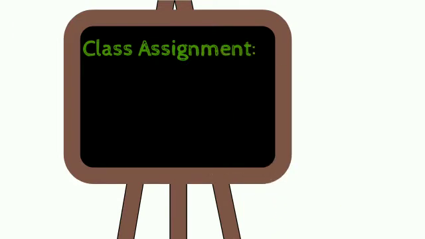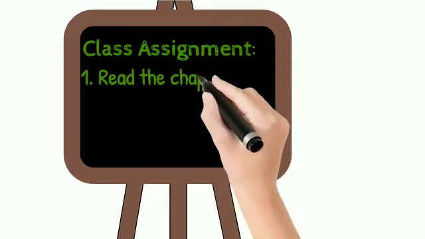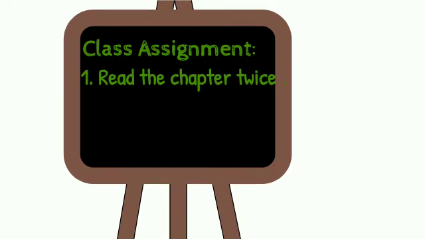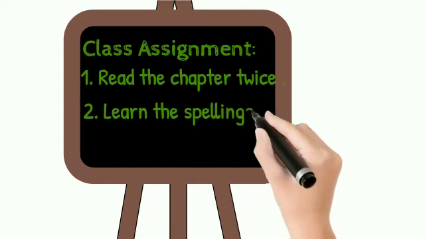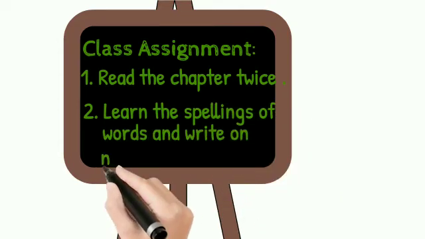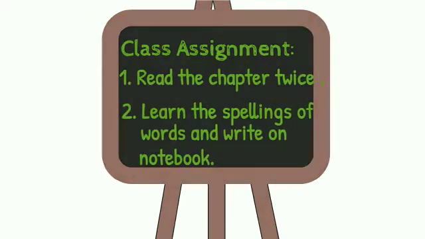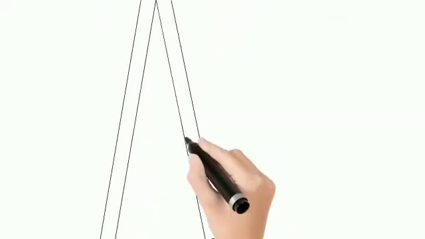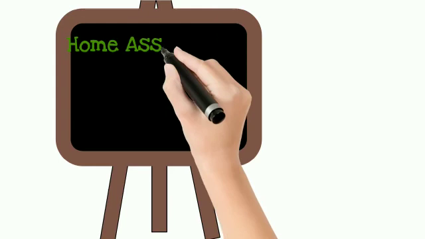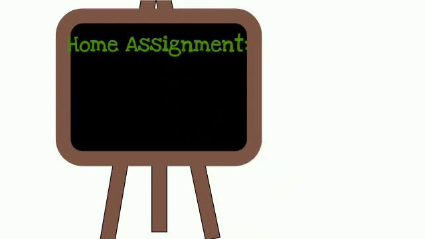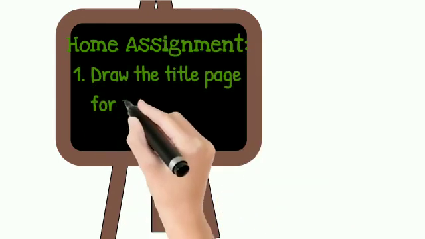So, that is all for today's class, and now I will assign you your classwork. Your today's classwork is to read the chapter twice so that you may better understand the chapter and improve your reading skills. And you have to learn the spellings of the difficult words in this chapter. You have to highlight those words and write them down in your notebooks as well. Now I will assign you your home assignment. Your home assignment is to make the title page. You have to draw the title page for this chapter.